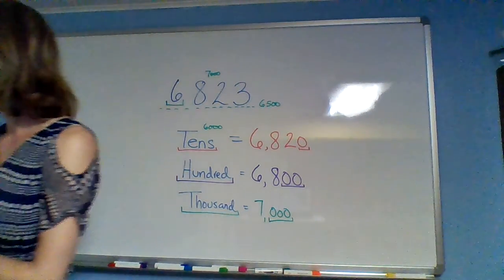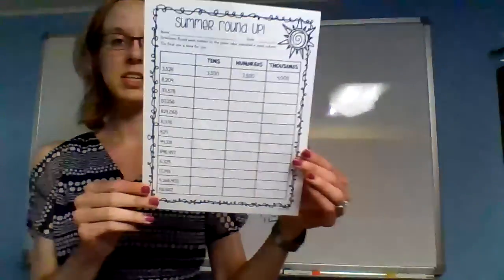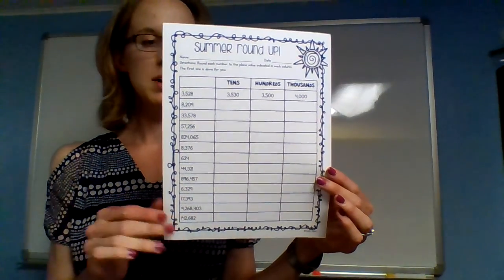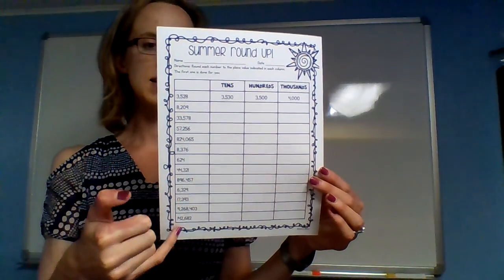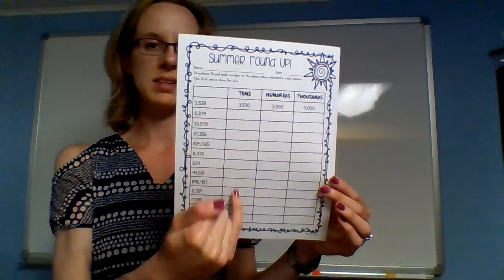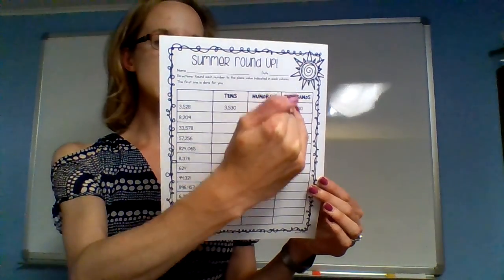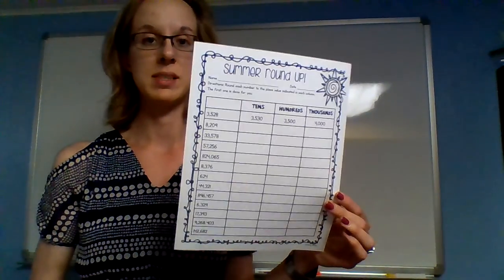Today, for your work time, you have a sheet in your packet called Summer Roundup. You're going to go through each of the numbers listed and then say, just like we just did on the board, what is that number if you round it to the 10 spot? What is that number if you round it to the 100 spot? What is that number if you round it to the 1,000 spot?